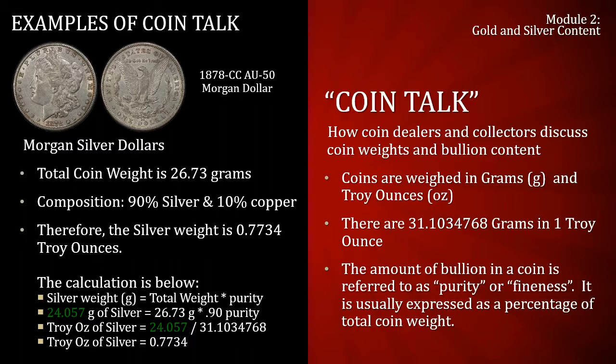And then we divide the 24.057 by the number of grams in 1 troy ounce, and that will give us the number of troy ounces of silver, 0.7734. You don't have to do this calculation. I just want to show you how we arrive at that. These numbers, the total troy ounces of bullion, are what we reviewed in each one of the tables.